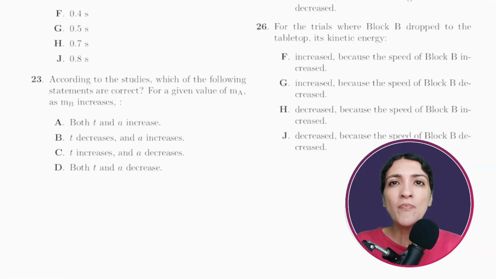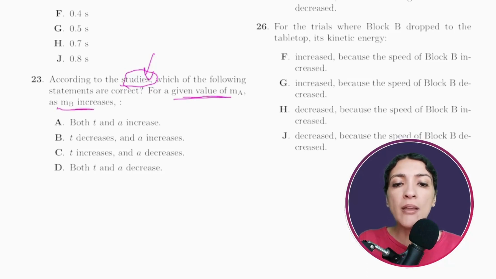For question 23, it's best to first find the 3 W's. So the where first would be both studies because it says studies. And most likely that means we'll have to look at both table 1 and table 2. Who are we looking for? Well, we're looking for the studies where the mass of A was constant because it's saying for a given value of MA, and where MB, the block B's mass, is increasing. And why are we looking at these values? What are we trying to get at? Well, looking at the answer choices, we want to see the trend of time and acceleration when this pattern holds, where MA is constant and MB is increasing.